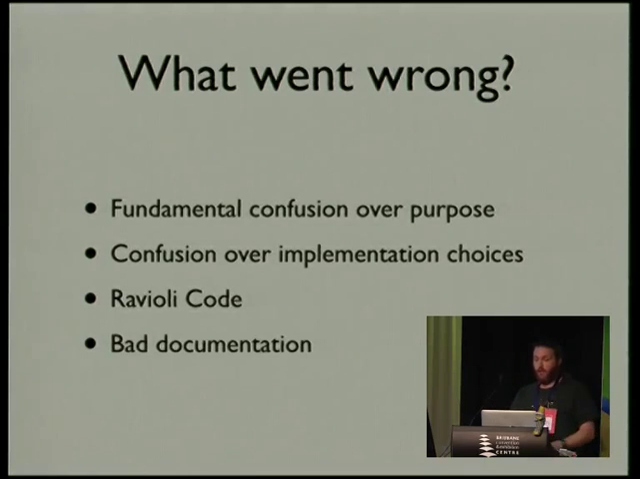The third criticism is what's referred to as ravioli code. I'll come back to this. Ravioli code is a term that was actually coined by one of the Django core team, Luke Plant. And it's an architectural concern. It's a legitimate criticism. What does it mean? I'll come back to that in a second.